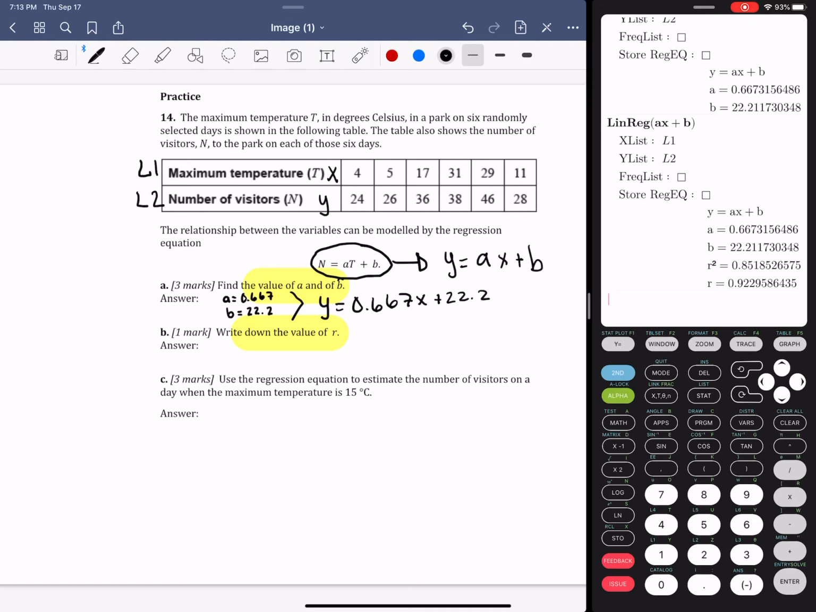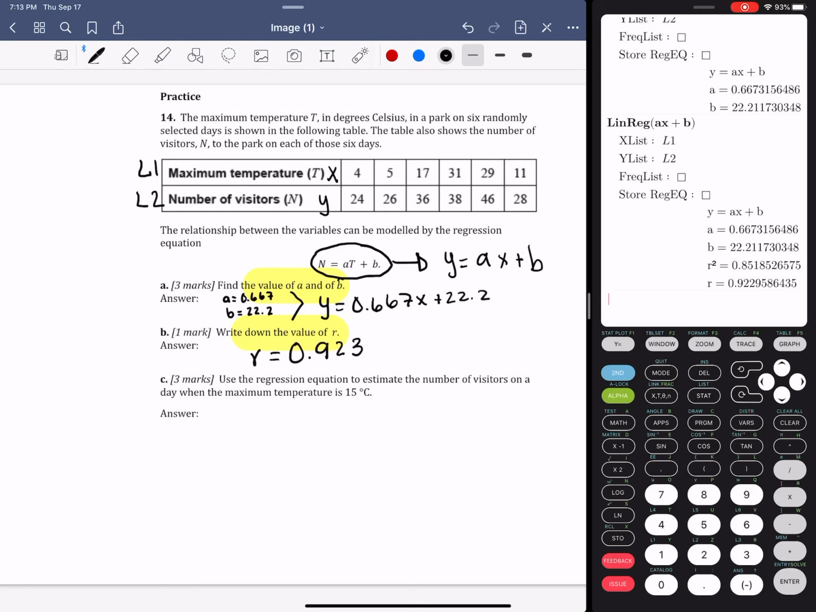And I need to put that in 3 significant figures. So that means that my R is going to equal 0.923. And why does it equal 0.923? Well, the number after the second 2 in my calculator is 9, which means that it's going to round up to a 3. So that is how you find your A, B and your correlation coefficient.